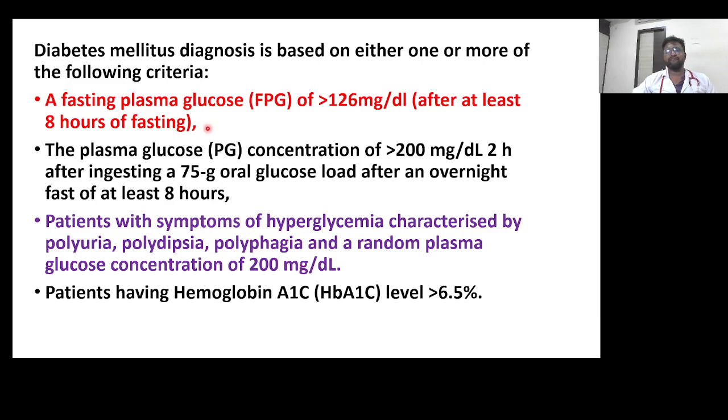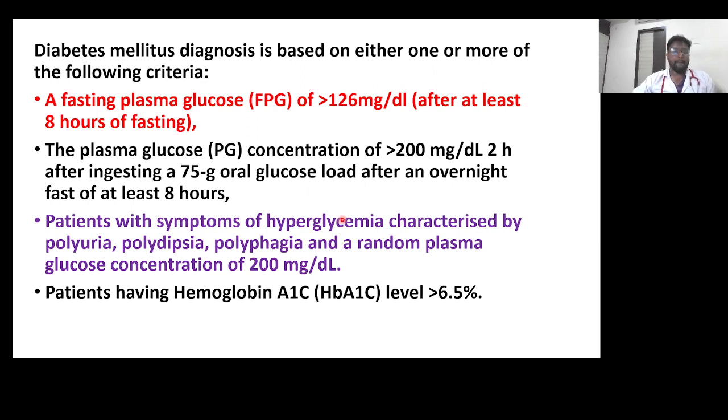So what is the diagnostic criteria for diabetes mellitus? It is based on either one or more of the following criteria. A fasting plasma glucose, FPG, of more than 126 mg per deciliter after at least 8 hours of fasting. A plasma glucose concentration of more than 200 mg per deciliter 2 hours after ingesting a 75 gram oral glucose load after an overnight fast of at least 8 hours.